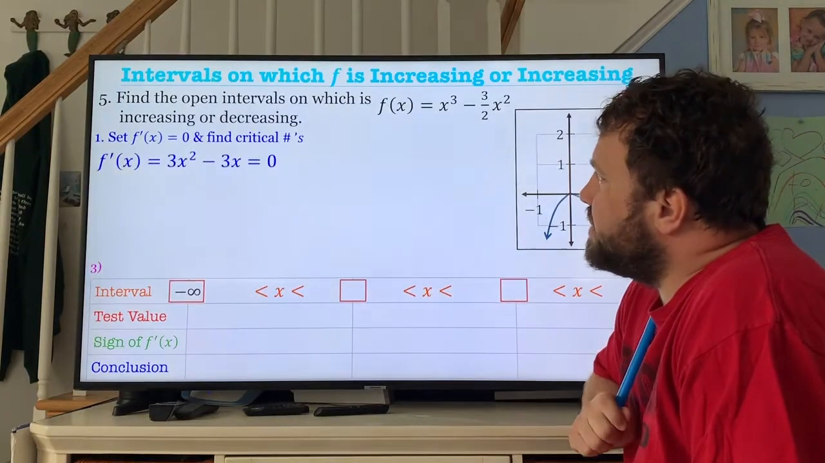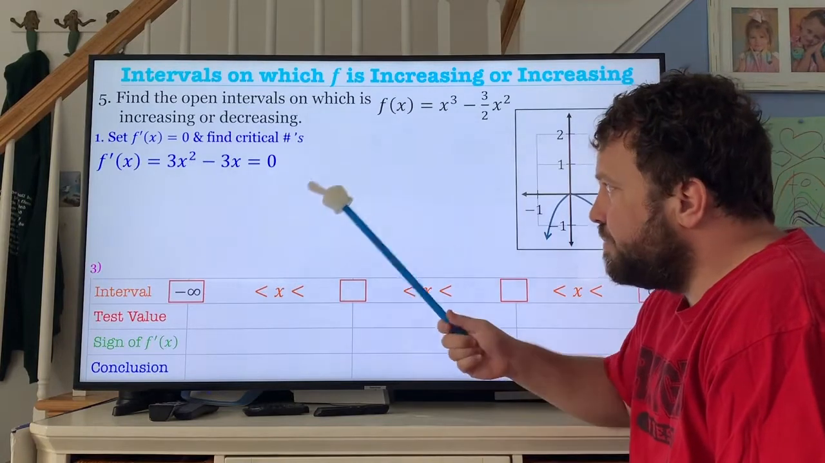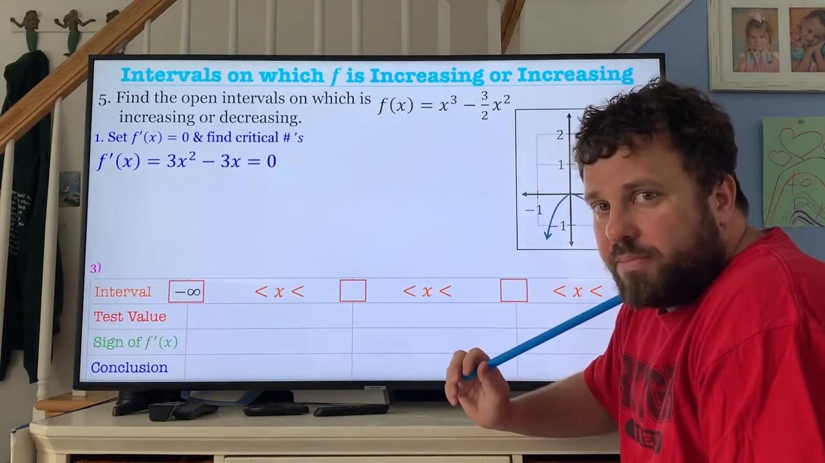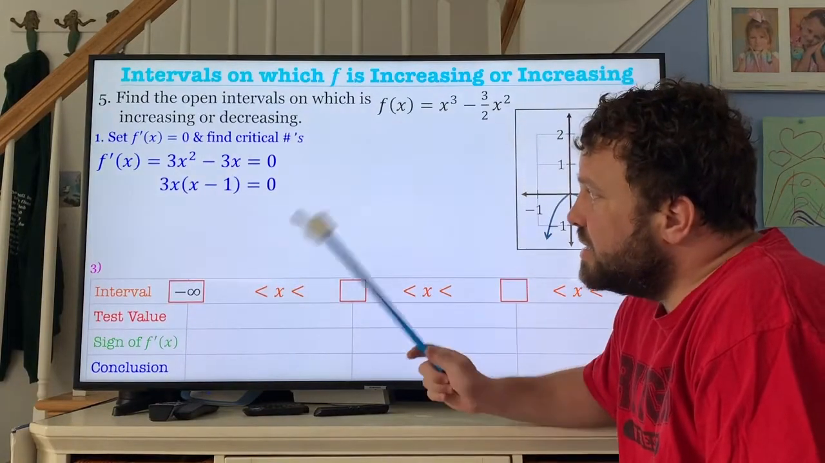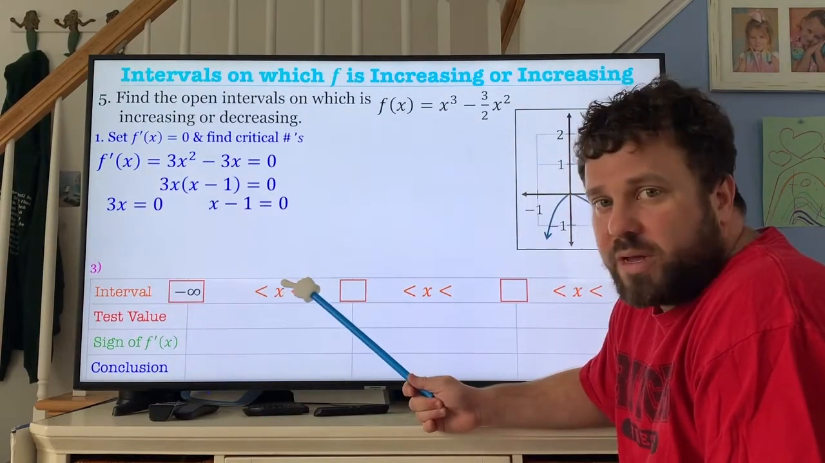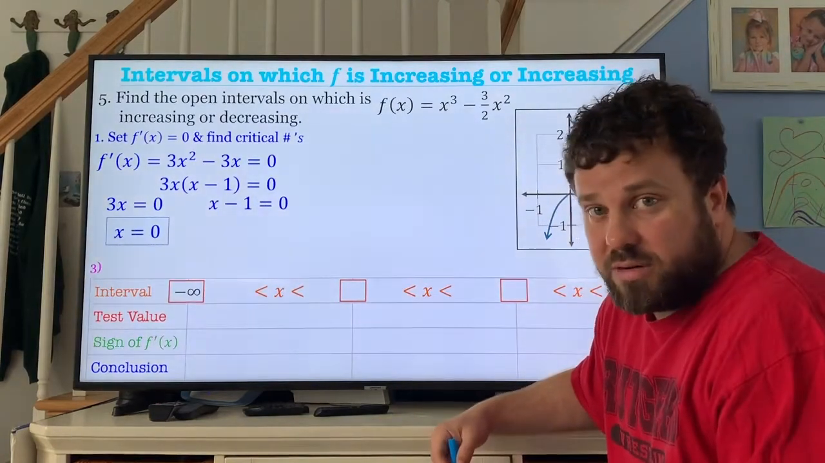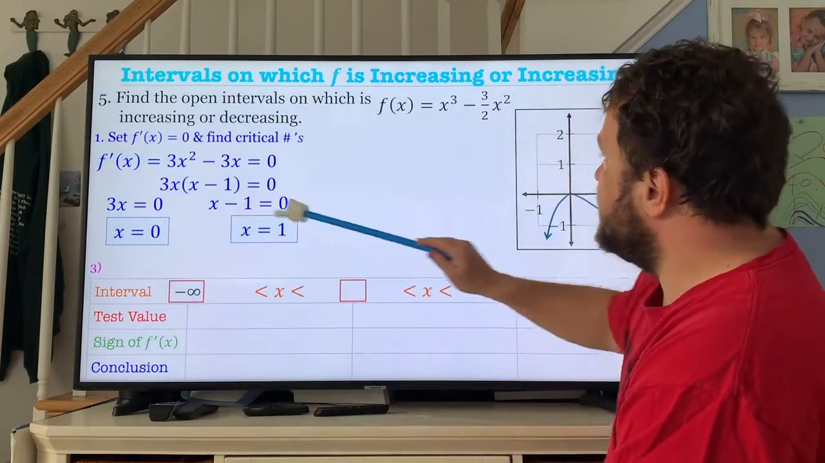So when you derive this equation, f prime x equals 3x squared minus 3x equals 0. All right? Solve for x, as we did before. You pull out a 3x and set both factors equal to 0. 3x equals 0, x minus 1 equals 0. So x equals 0, and adding 1 to both sides, x equals 1. These are my two critical numbers.